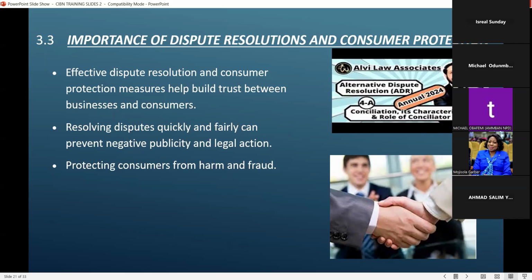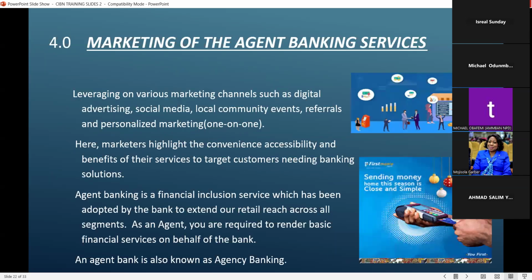So I move to the next slide. Marketing of agent banking services. I know this is the core of our job, so there are some things I will probably just summarize so that we can allow time for questions. So I will just move.